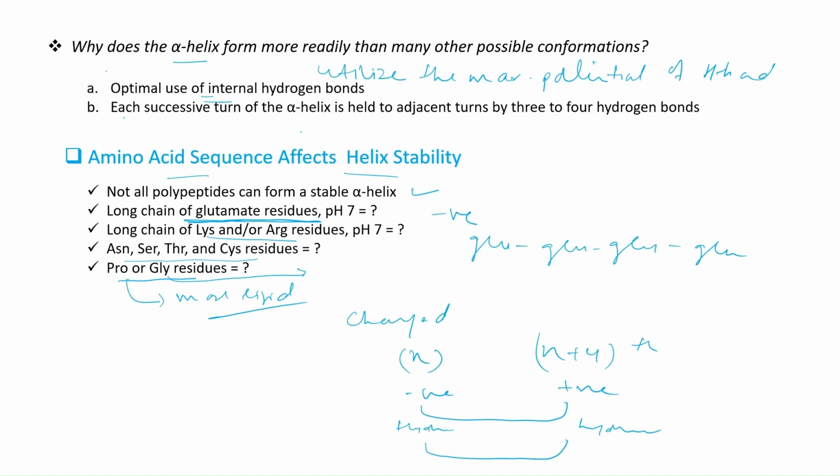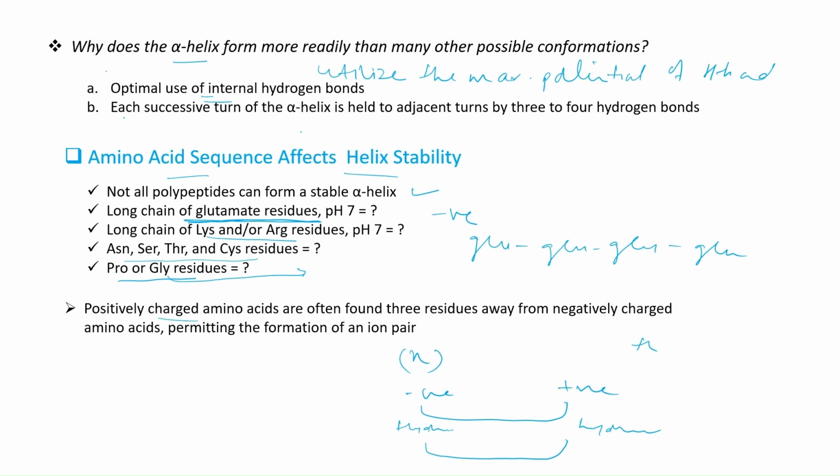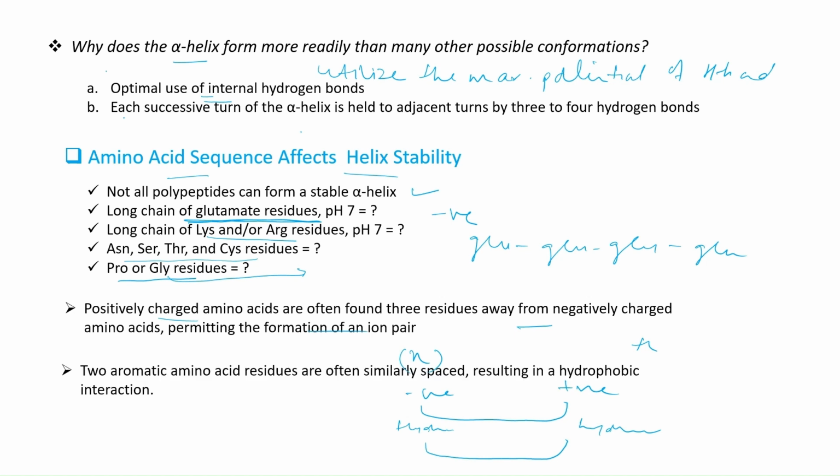Similarly, aromatic amino acids are also spaced at such intervals. So a long stretch of any charged, bulky or aromatic amino acids can affect the helix stability. All these amino acids should be spaced equally, and that distance is a gap of 3 to 4 amino acids. Here the same thing is written. The positively charged amino acids are often found 3 residues away from negatively charged amino acids. That helps in the formation of electrostatic interaction. And similarly, aromatic amino acids are also equally spaced and they also participate in hydrophobic interaction.